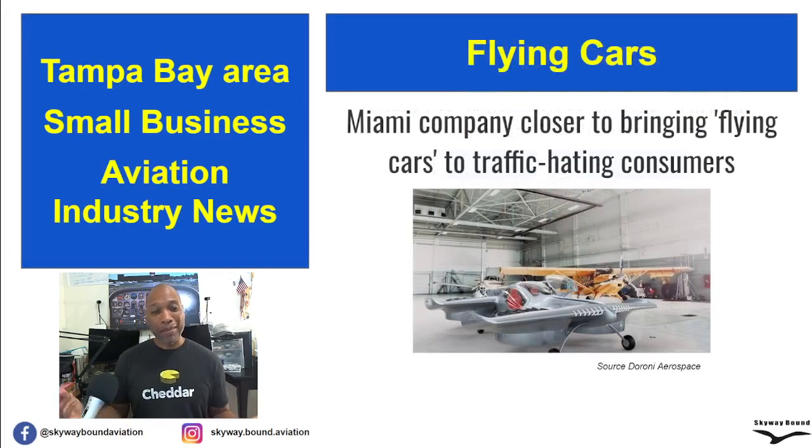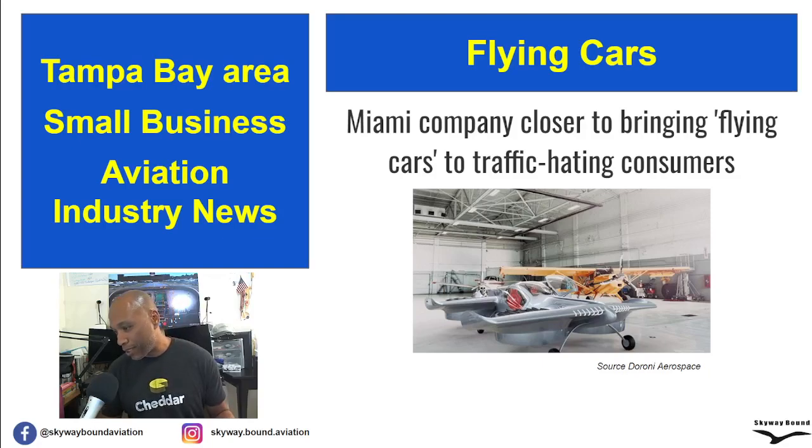All right, there's a Miami company. I highlighted a Miami company. They're actually going to take this concept and turn it into a flying car, which they're not the only ones, but they happen to be in Florida. I don't think we have anybody in Tampa. If there's somebody in Tampa doing this, please let me know. I definitely want to highlight you and let the rest of the Greater Tampa Bay area know about you. In the meanwhile, we have people in Florida working on this in the Miami area. It's close. And they're bringing flying cars.